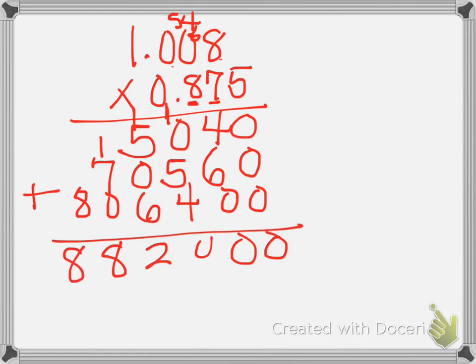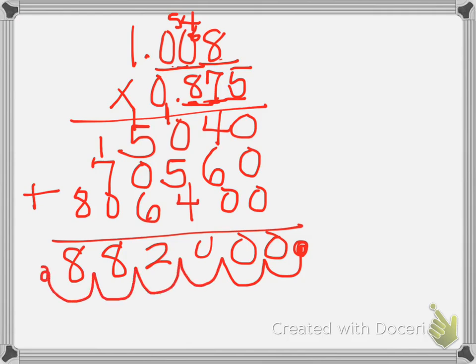Now we're going to count our decimal places. 1, 2, 3, 4, 5, 6. Start here and go 1, 2, 3, 4, 5, 6. So that's where our decimal goes. So we have 0.882000.